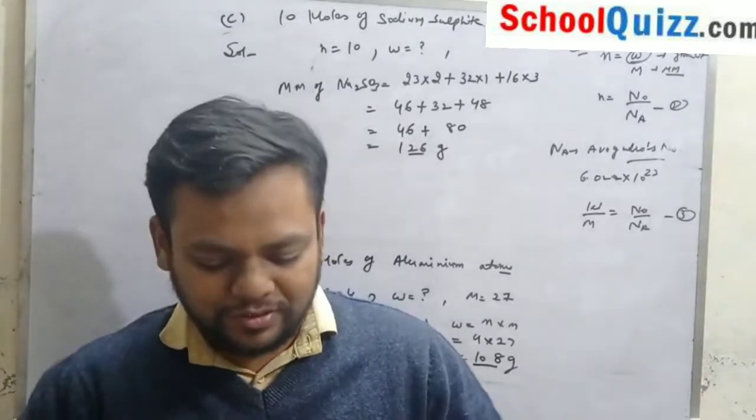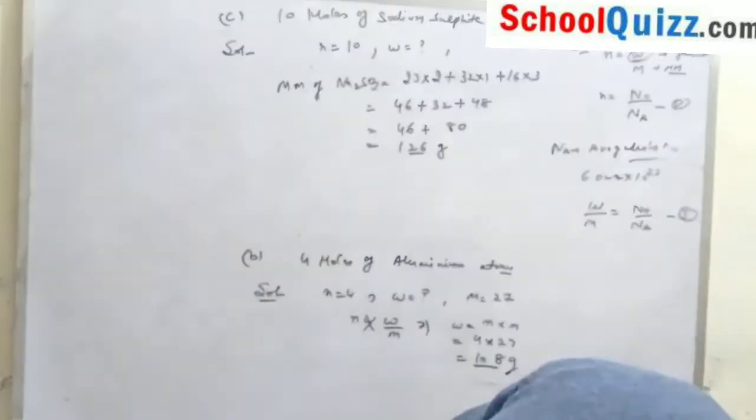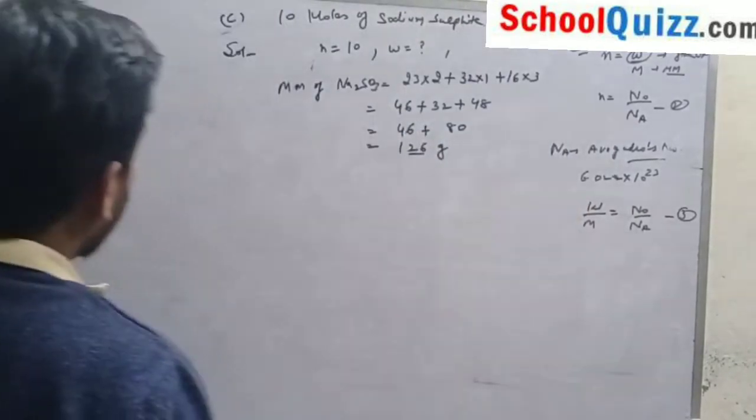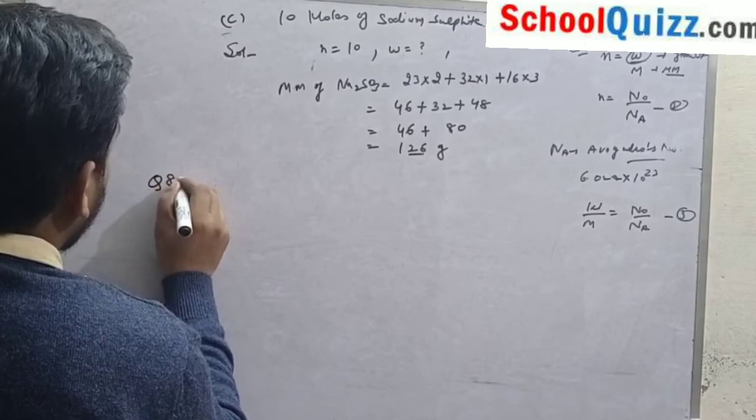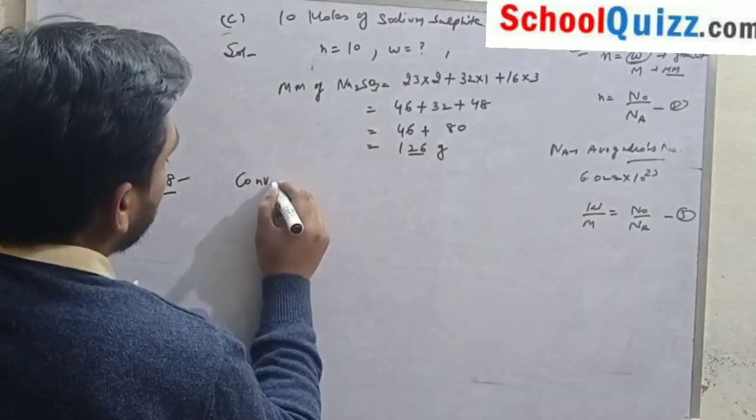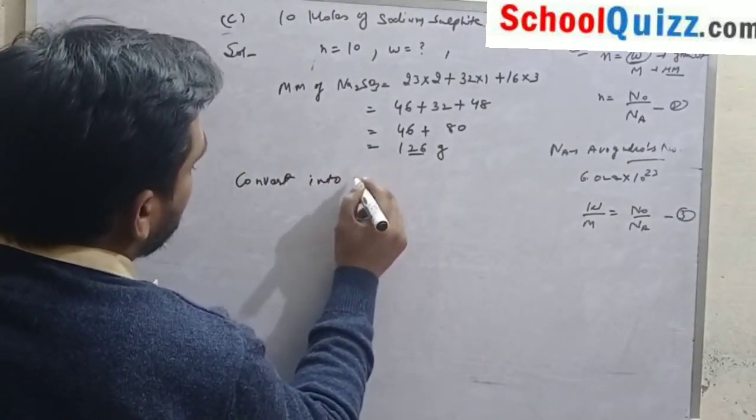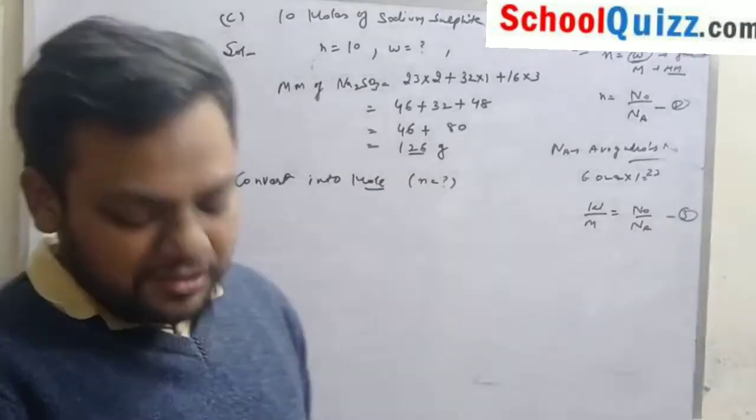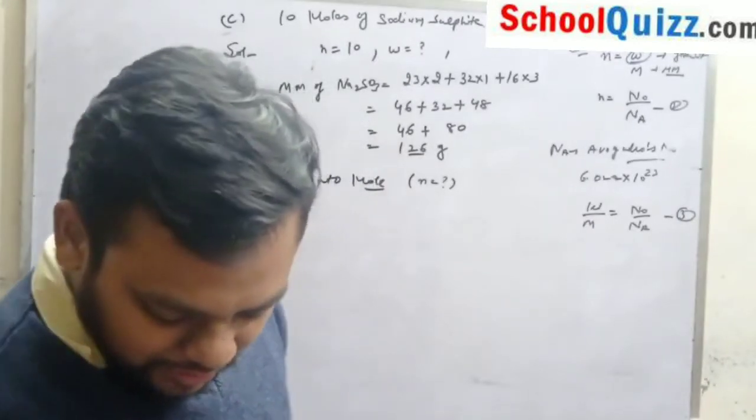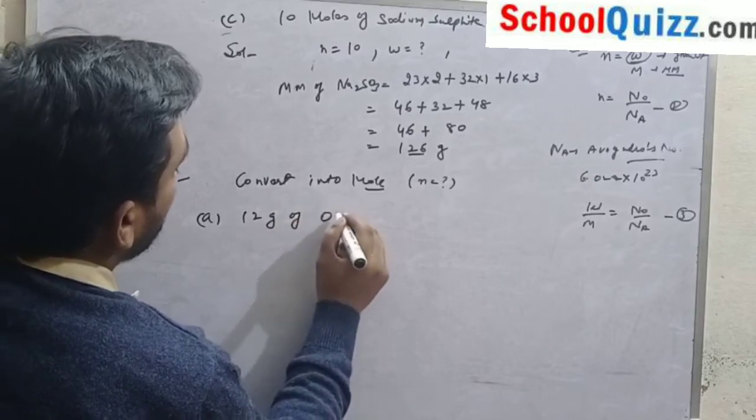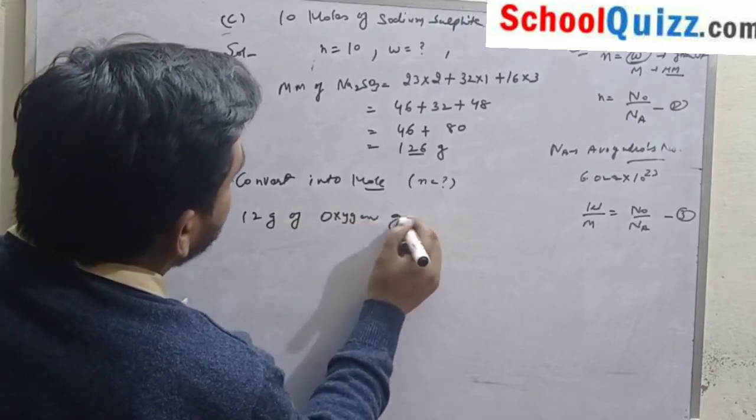It's very simple. Okay, now we will move to question number 8, the last question of this video. So be patient. Question 8 is convert into mole. Now we have to find n. The first one is 12 gram of oxygen gas.